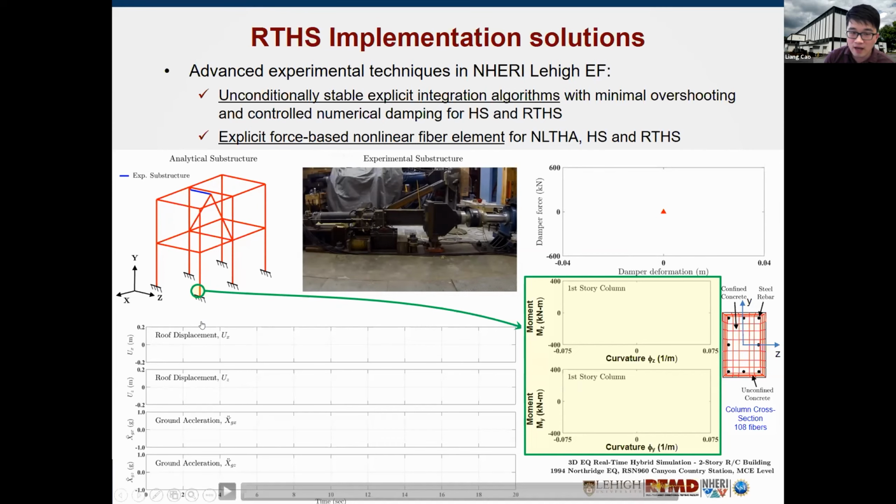And the left graph shows the roof displacements and ground accelerations in the X and Z directions. The right upper graph is the damping force and the deformation we obtained from the lab, which also represents the energy dissipation. And the right bottom graph shows the moment curvatures from the 1st story columns at the corner.